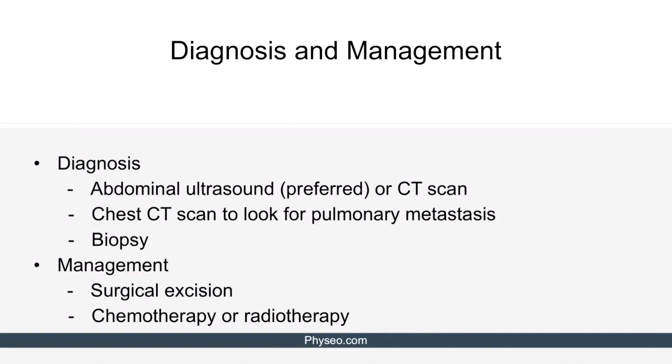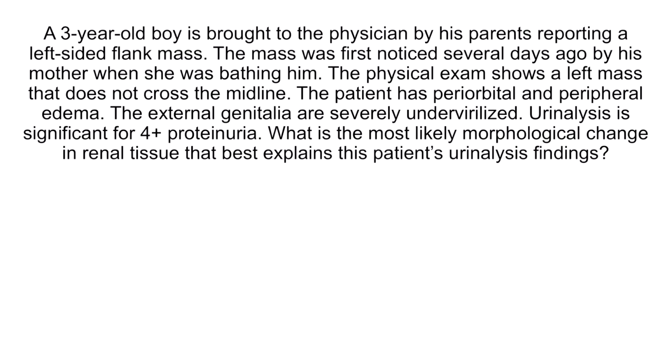The diagnosis of Wilms tumor requires abdominal imaging. Abdominal ultrasound is usually preferred over CT scan. Additionally, a chest CT scan should be performed to look for pulmonary metastasis. Finally, a biopsy confirms the diagnosis. Treatment includes a combination of surgical excision, chemotherapy, or radiotherapy. All right, let's finish up with a final question.